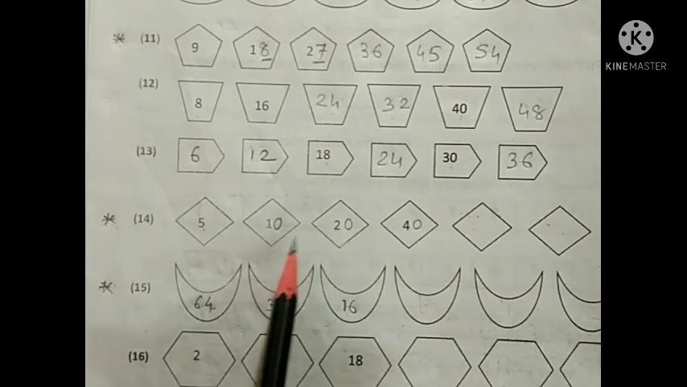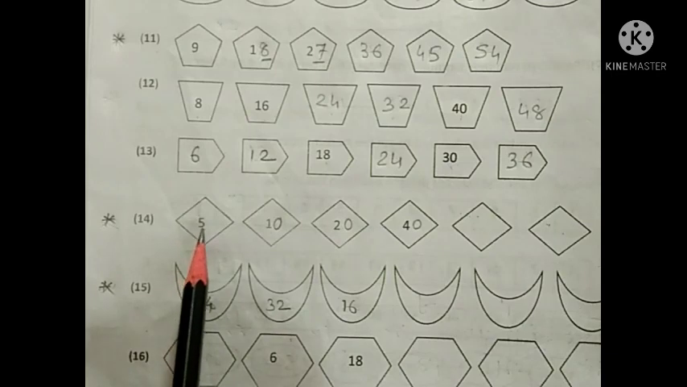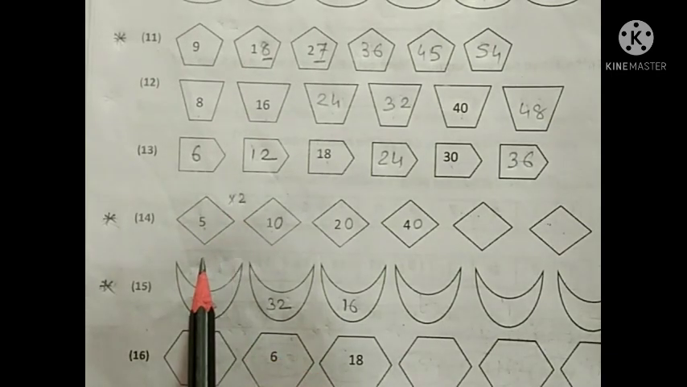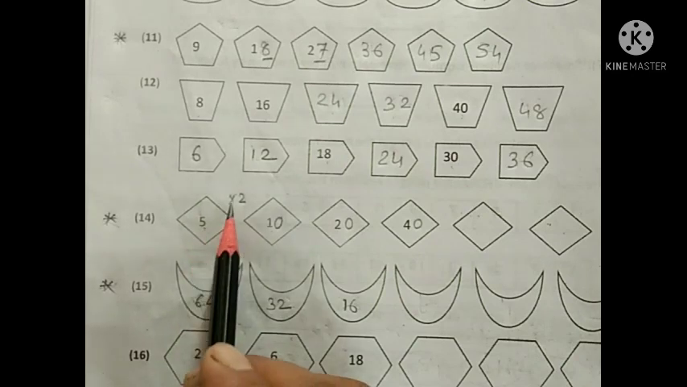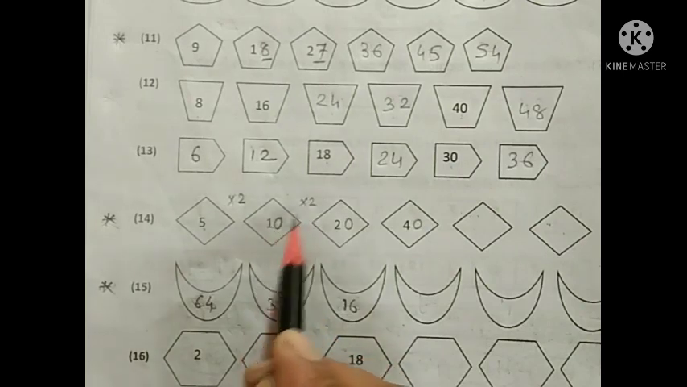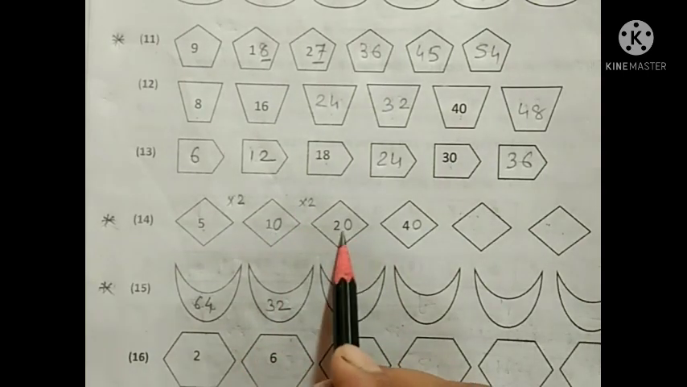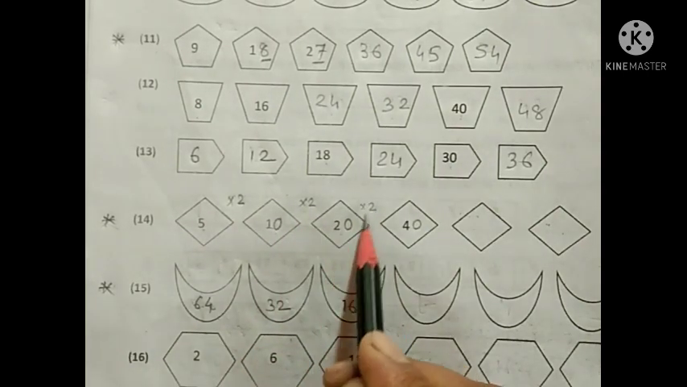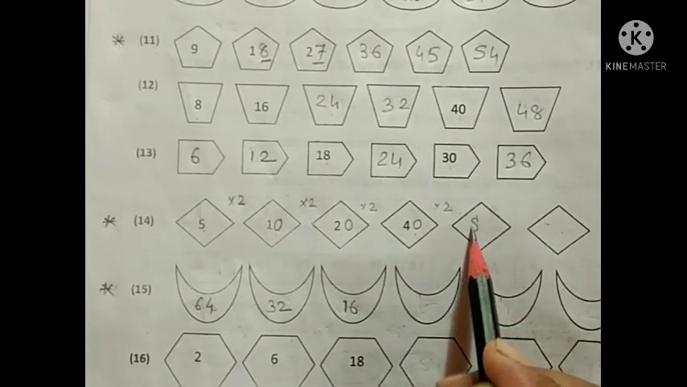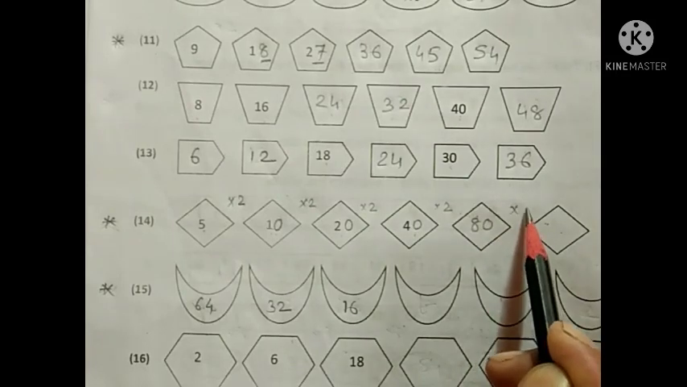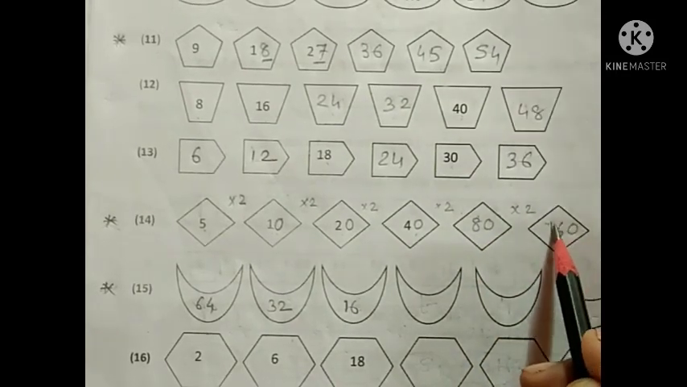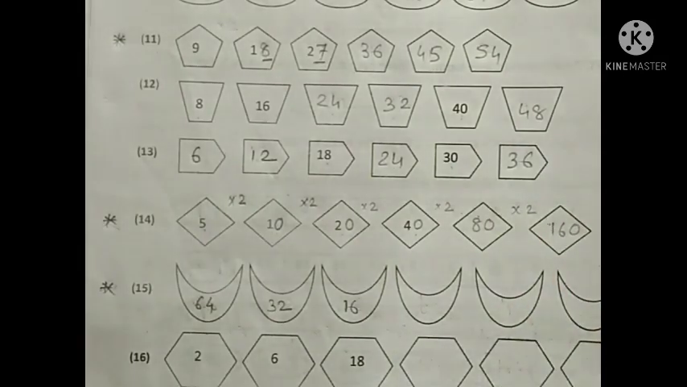That means this is a case of multiplication. See, you have to multiply 5 into 2, which is 10. Again 10 into 2 is 20. Again 20 into 2 is 40. Again 40 into 2 is 80. Again 80 into 2 is 160. So this is the pattern. Okay.